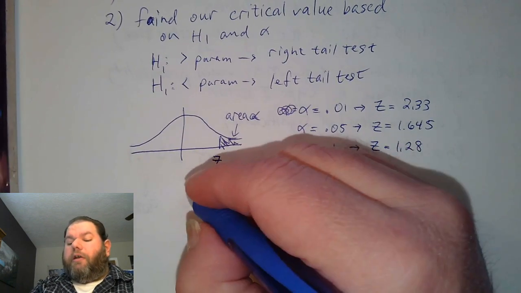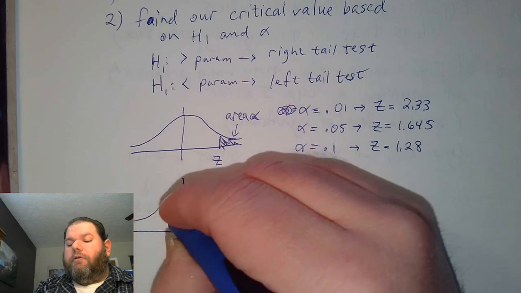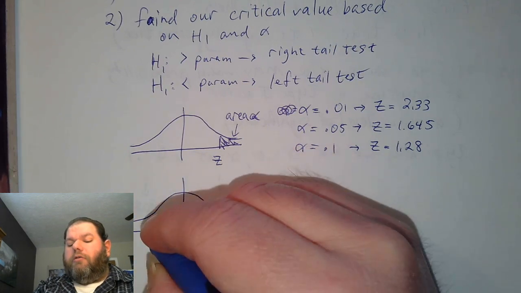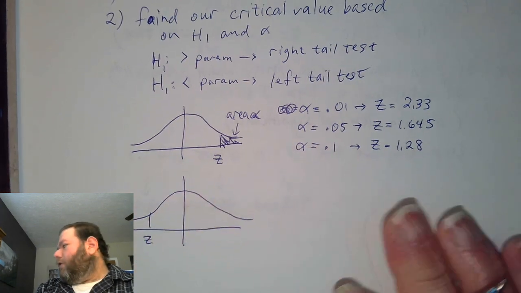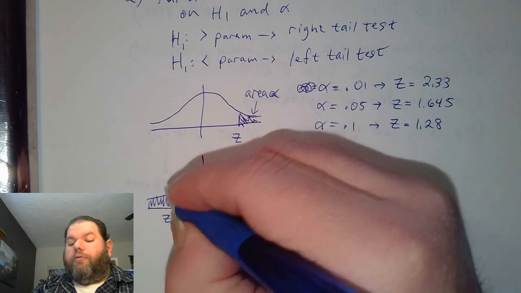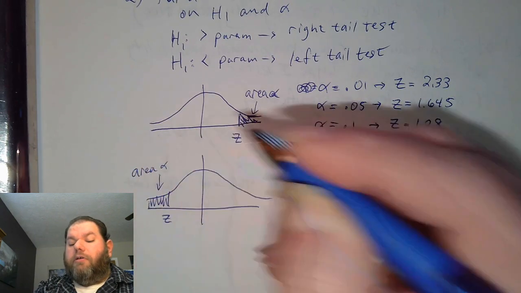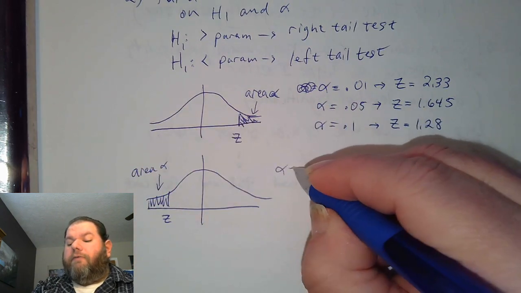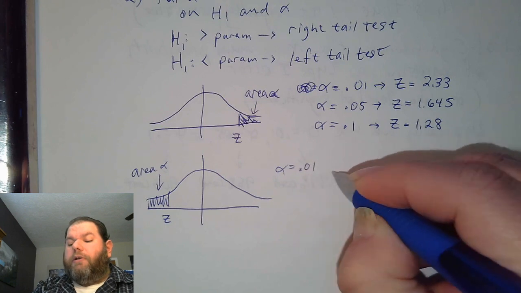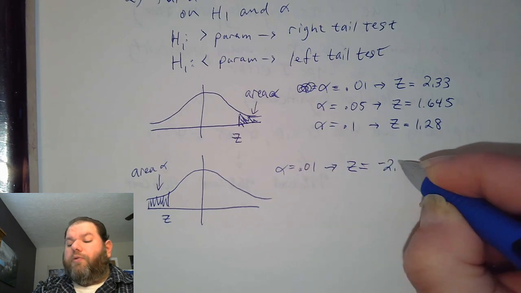Now, if we have a left tail, then we have a critical value z over here on the left, where the area to the left is alpha. In this case, if alpha is 0.01, then our critical value z is negative 2.33.